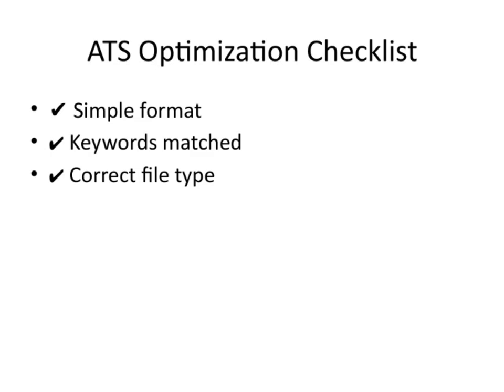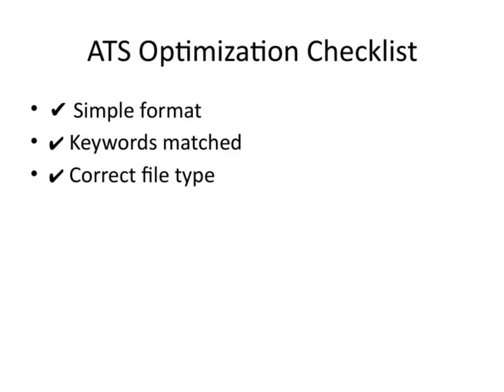Let's take a look at the ATS optimization checklist. First, a simple format is key. Keeping things straightforward makes it easier for the ATS to scan and understand your resume. Next, ensure your keywords match the job description closely. This alignment is crucial because ATS systems look for specific terms to rank your resume higher.